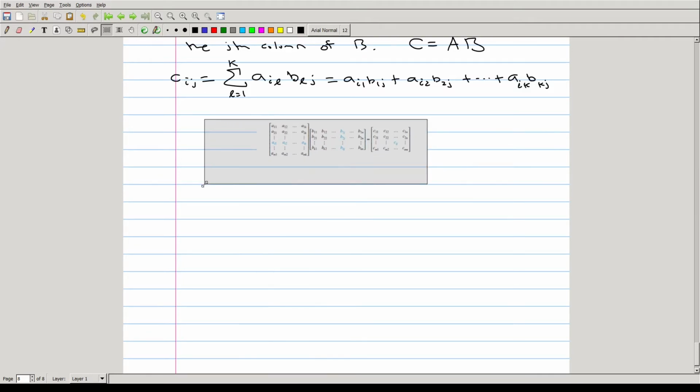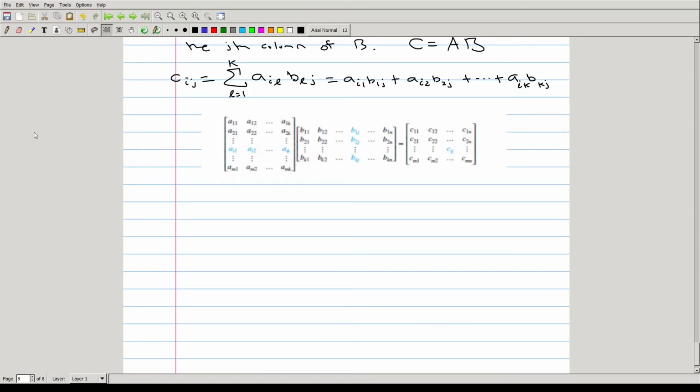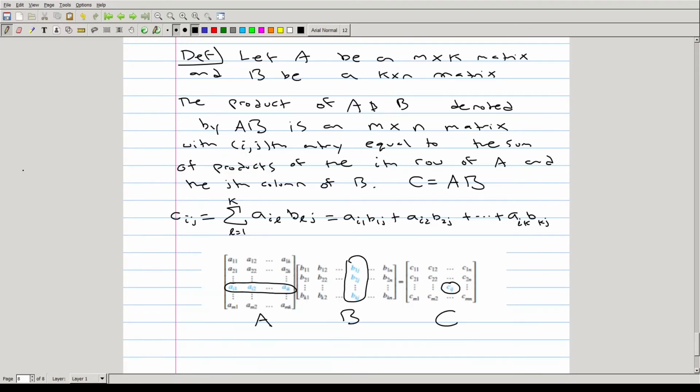This idea right here, I'll make this a little bit bigger so you can see it. The idea here is that if we have a matrix A times a matrix B is equal to C, the ijth entry in C is the ith row of A multiplied by the jth column of B, and all of these entries added together. So this is a very good description of how to go through and multiply two matrices.